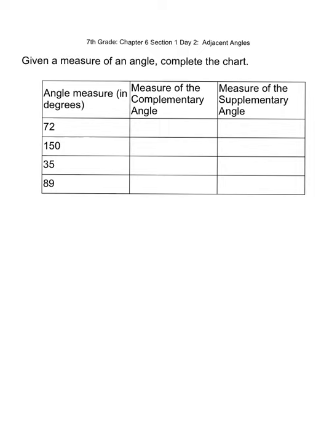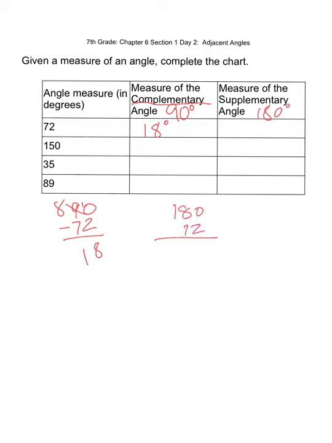Okay, complementary means they add up to 90 degrees. Supplementary means they add up to 180 degrees. So, my very first one, 90 minus 72 is 18. So that's 18 degrees. And then I take 180 minus 72 for the supplementary angle.